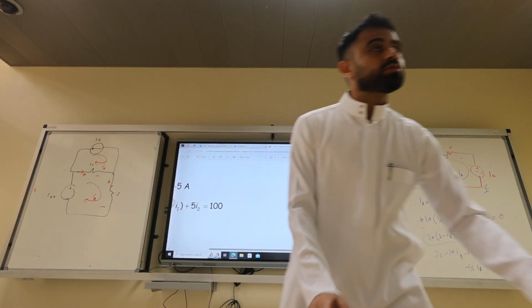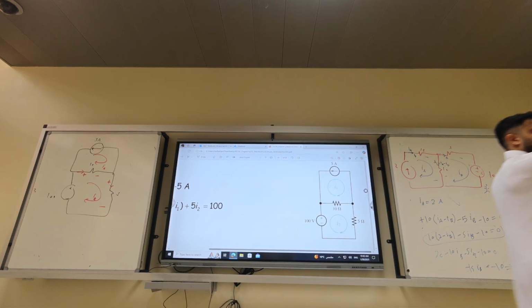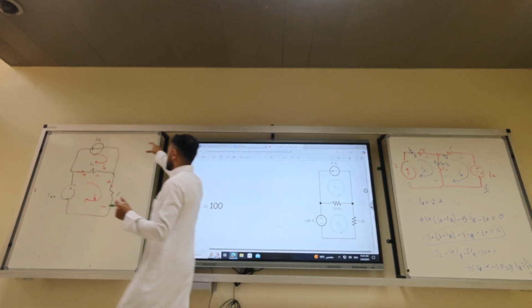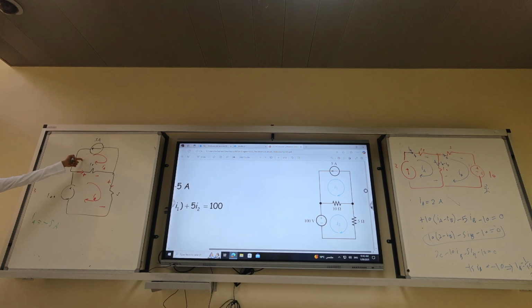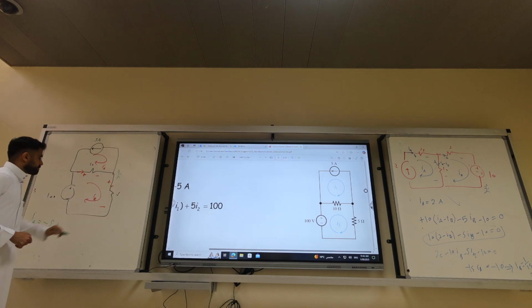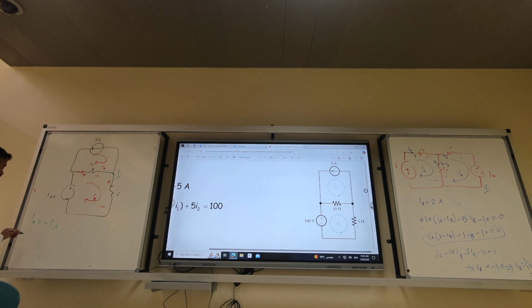Use mesh analysis. Who wants to be the KVL? You. What's your name? Hatem Asiri is our KVL guy. We already know IA equals negative 5. Minus 5. Why? Because it's down, opposite of the current source. Where do you want to start? Top right. Hatem is here. What do you see here? Top. Okay, top. So minus 5 IM2, IB.